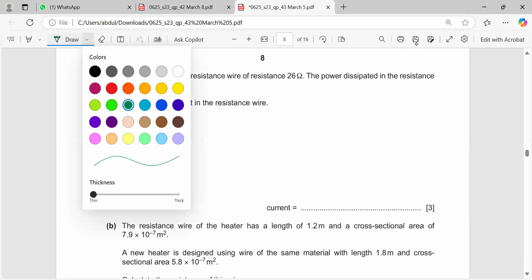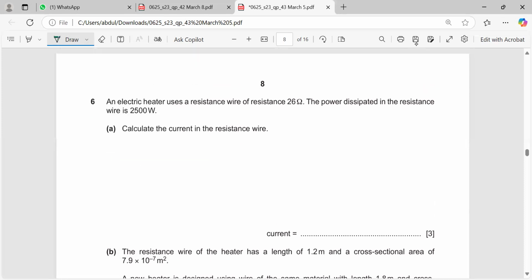This paper is from summer, mean May June 2023. This is paper 4, variant 3, which is under our discussion, and we are solving question number 6 right now. An electric heater uses a resistance wire of resistance 26 ohms. The power dissipated in the resistance wire is 2500 watt. Calculate the current in the resistance wire.